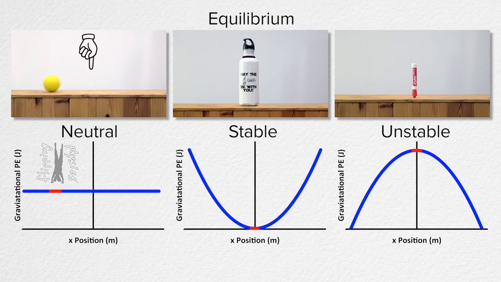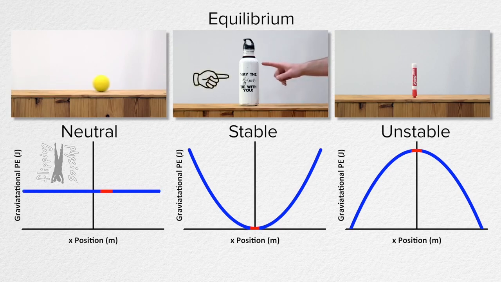The gravitational potential energy of the ball remains constant regardless of its position. So the graph of the gravitational potential energy of the ball with respect to position is a horizontal line, because the gravitational potential energy is constant.